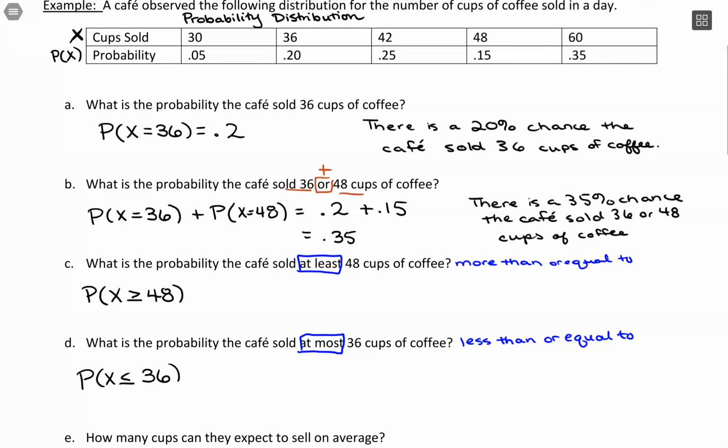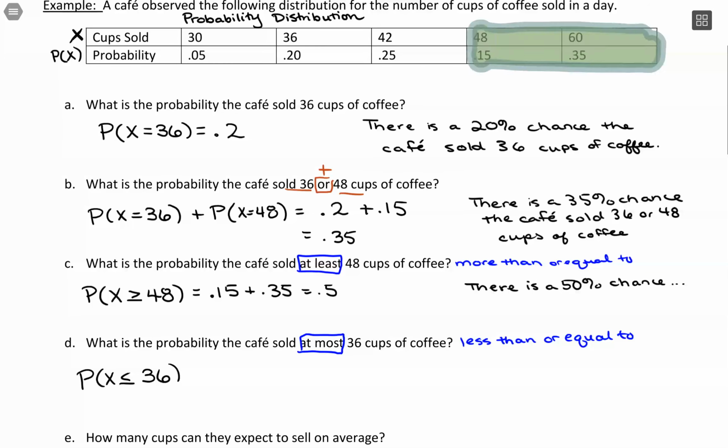So with this in our table, to calculate the probability of at least 48, it includes 48 and then we want everything to the right of it, so everything above. It comes through as an "or" scenario, so we're going to add these up. The probability of at least 48 is like seeing 48 or 60, so we'll add those together. So there is a 50% chance. Again, with probability, the rest is just copying the wording from the question itself, that the cafe sold at least 48 cups of coffee.